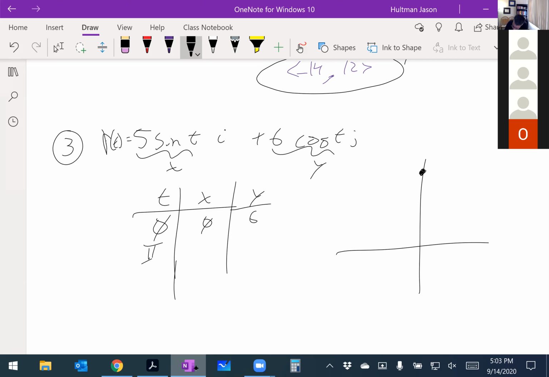And then what happens at pi over 2? Well, the sine goes to 1, and the cosine goes to 0. So now we're going here. If we continue the pattern, this is when t is equal to 0, this is t equal to pi over 2, and then this is t equal to pi, to 0 by the way.